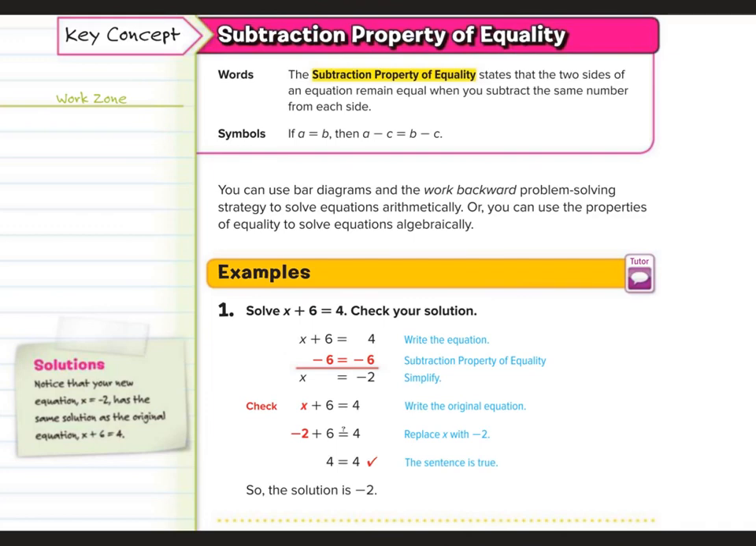So it gives us example number 1. It says solve x plus 6 equals 4. And notice that they subtracted 6 from both sides of the equation and we're left with x equals -2. Then they checked it by substituting in -2 for x. 4 equals 4, so it was checked and it's true.